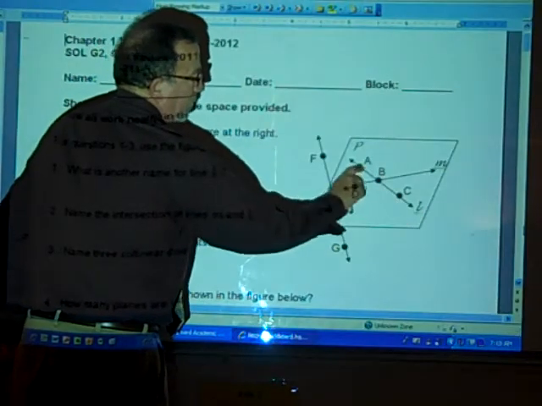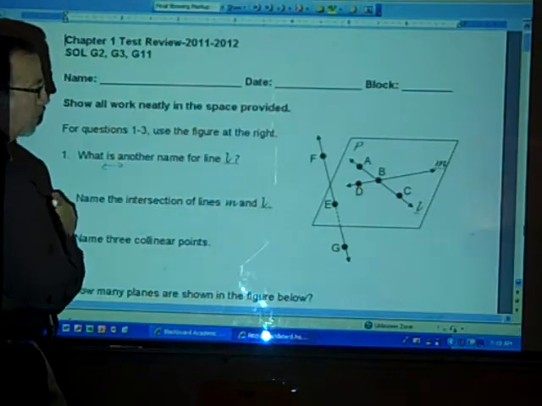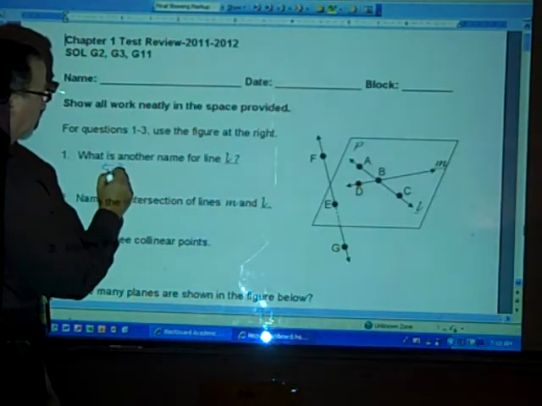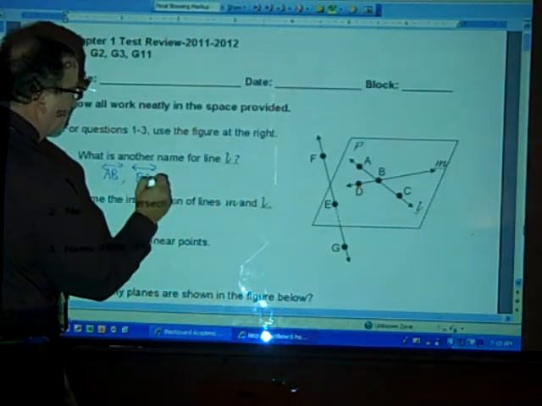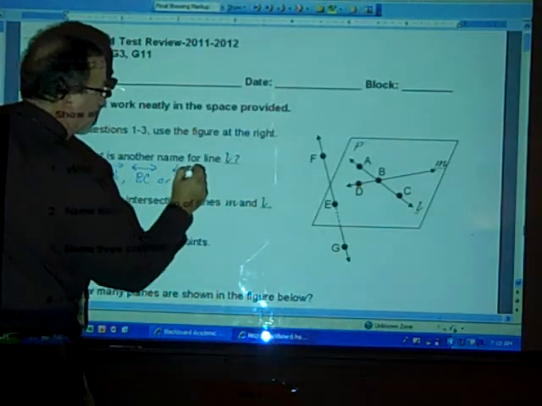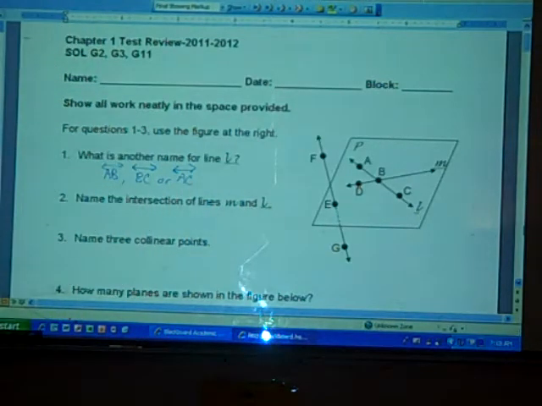We need to pick 2 points off of this line. It could be any one. So we'll just say, it could be line AB, could be line BC, or it could be line AC. And it's just how you write it.